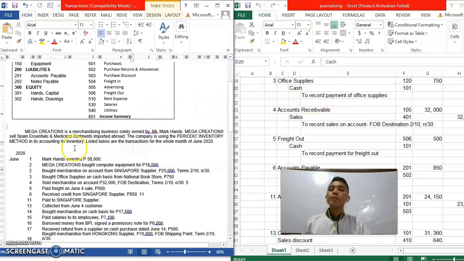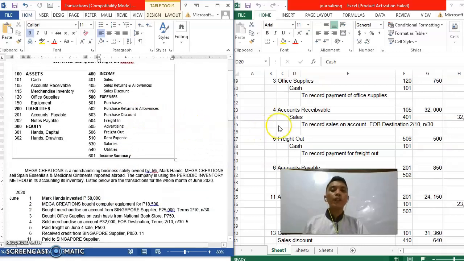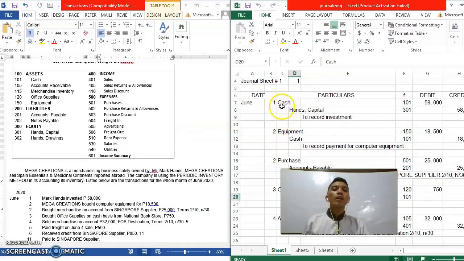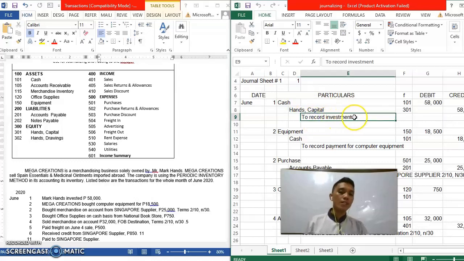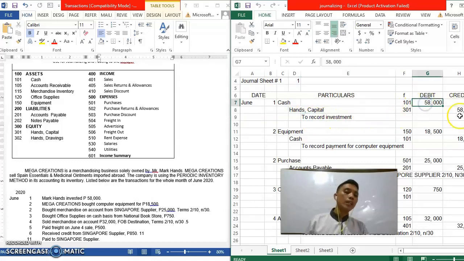So let's start. For the first transaction, we have June 1, Marked Hands invested 58,000 pesos. Based on our chart of accounts, we have to record a debit entry to cash, and our credit entry has to be Hands, Capital. Our reason is to record investment, with a debit and credit amount of 58,000 pesos.